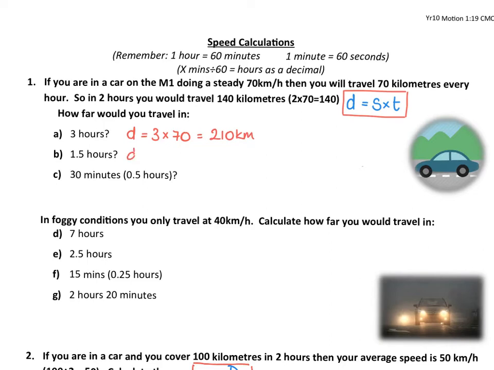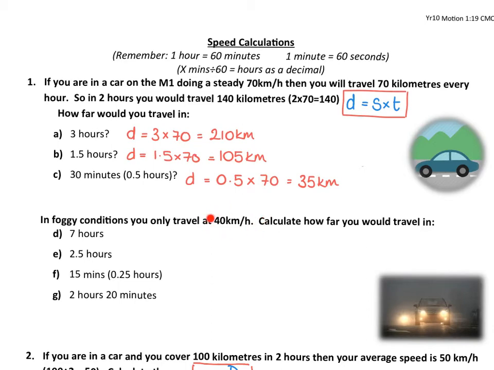In this case, D would equal 1.5 times 70. Half of 70 is 35, and 70 plus 35 is 105 kilometers. Okay, and finally, D would equal half an hour times 70, which is going to equal 35 kilometers. You should now try these ones yourself and check your answers in the WHS campus teacher copy.